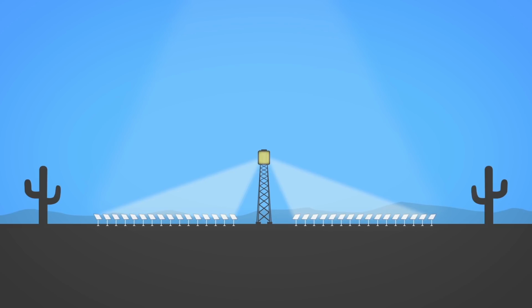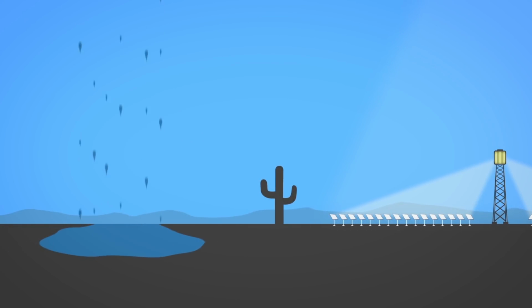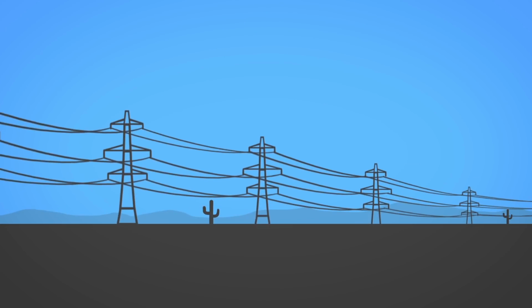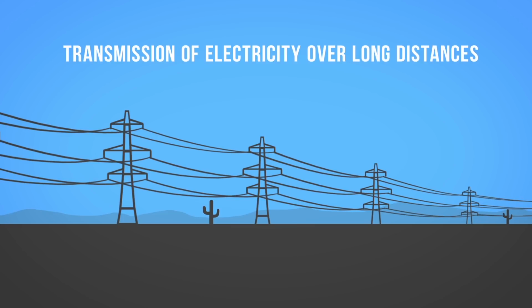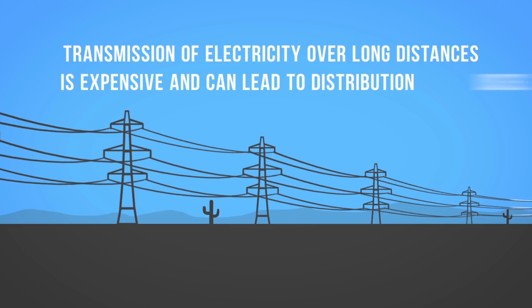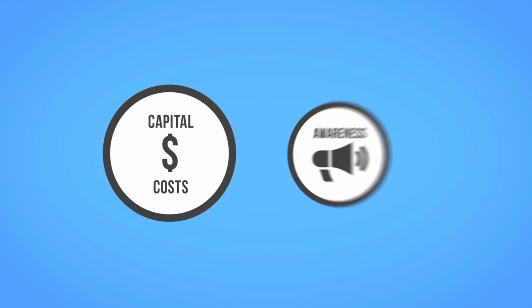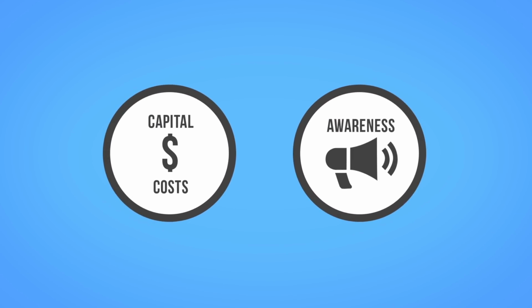Given that steam turbines are required to produce electricity, water access and evaporation are concerns for the viability of the technology. In addition, transmission of electricity over long distances is expensive and can lead to distribution losses. Finally, practical challenges such as upfront capital costs and awareness can also be barriers to implementation of all forms of solar.